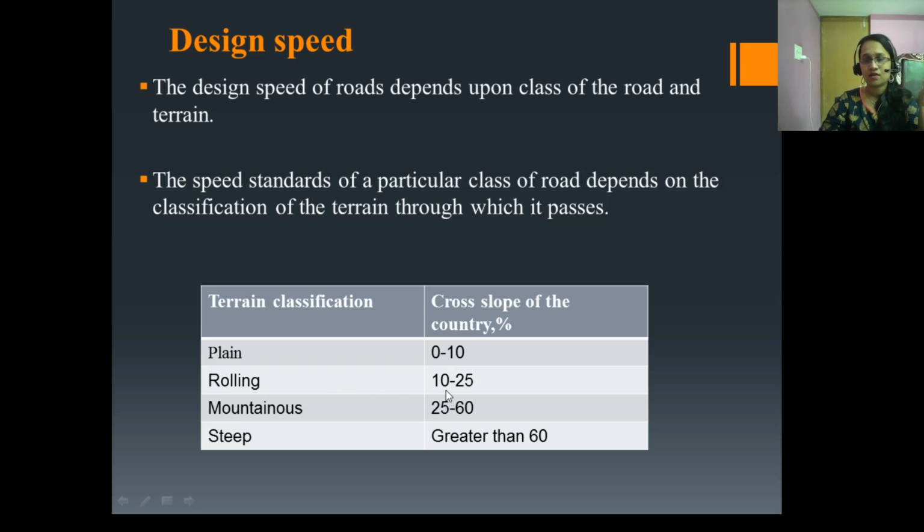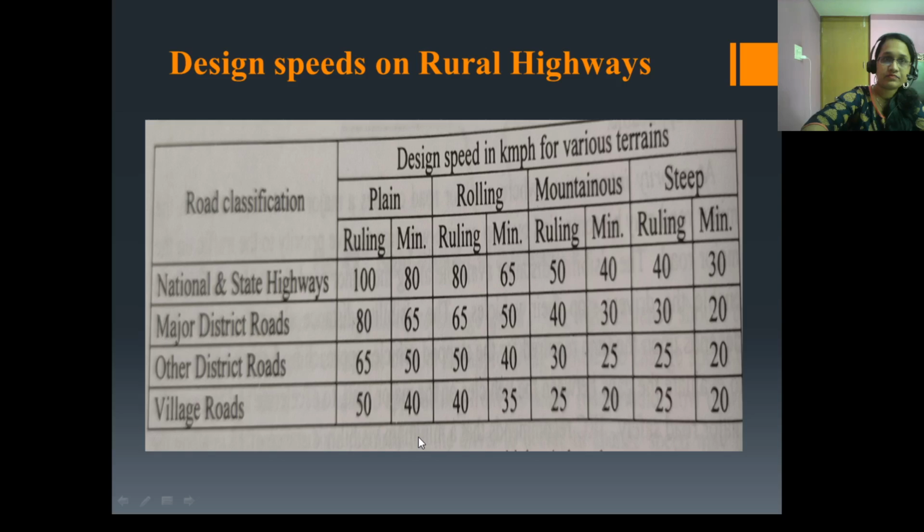So rolling it is around 10 to 25, mountainous 25 to 60, and for steep it is greater than 60. So these are the design speeds on the rural highways. According to this road classification, we have the different design speeds in kmph for various terrains. For national and state highways, for plain it is 100, for rolling it is 80. For mountainous it is 50, and for steep it is 40. So you need to go through this table.